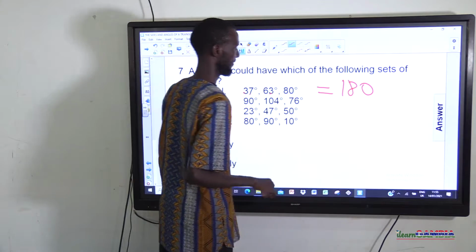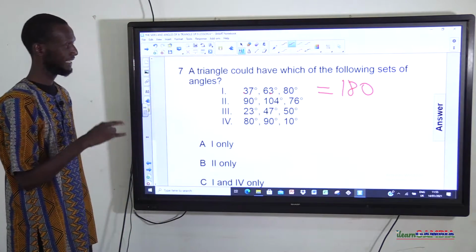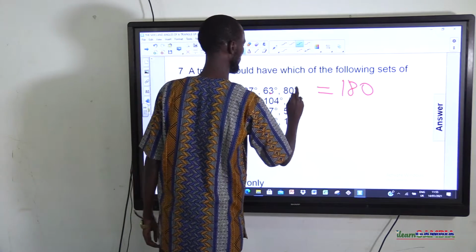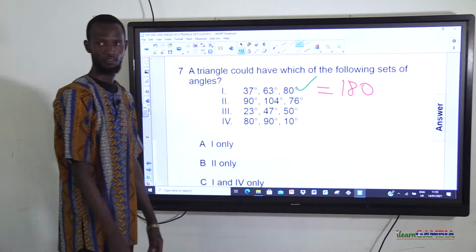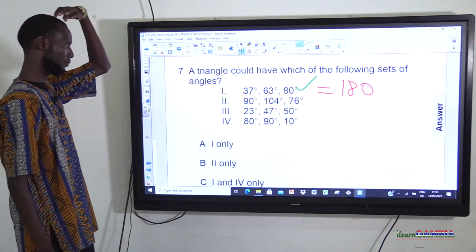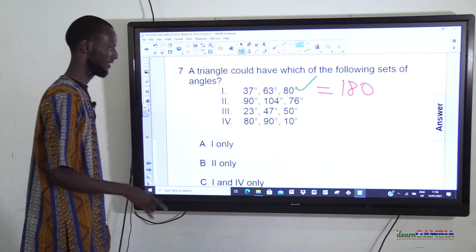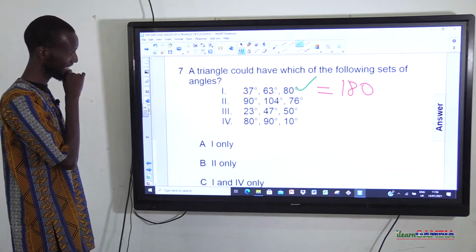So what do we have? 180 degrees. So green tick works. The next one, we are adding up 76 degrees, 104 degrees, and 90 degrees.